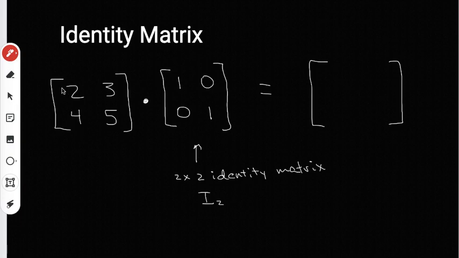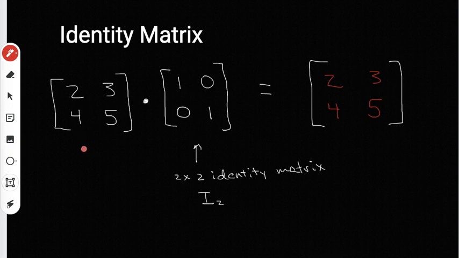So if I have a matrix 2, 3, 4, 5, and I have the identity matrix 1, 0, 0, 1, then I know that everything in this matrix over here is going to stay the same. So my answer is still going to be 2, 3, 4, 5. So let's see how I get that. What I want to do is I want to multiply these two matrices together.